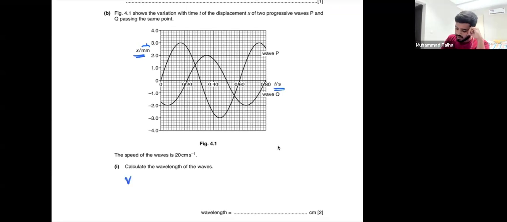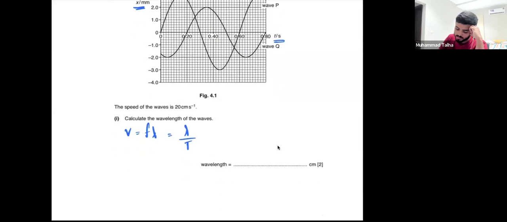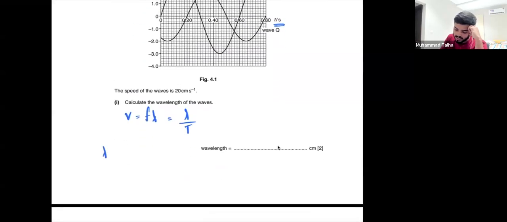So wavelength I can find using f lambda. And both of these waves have the same time period. If you look at this one, this has a time period of 0.60 seconds. All right. So lambda would be v t, so 20 centimeters per second times 0.60 seconds. So this would give you your wavelength. All right, I think it's going to be 12. Is it 12?